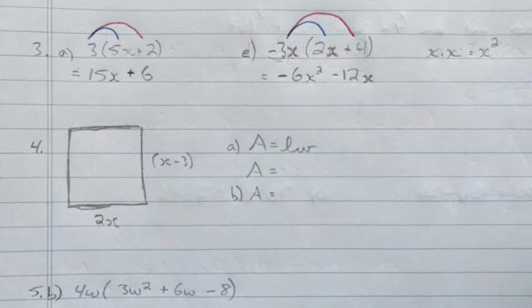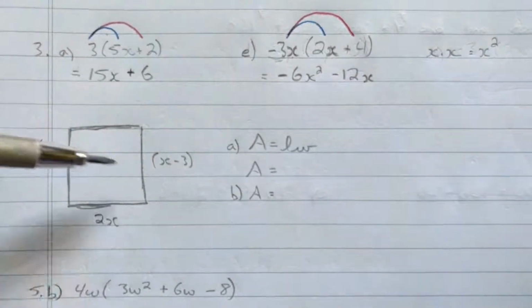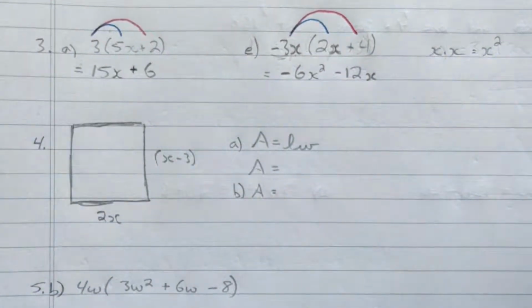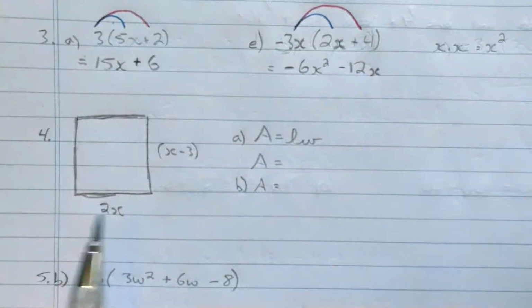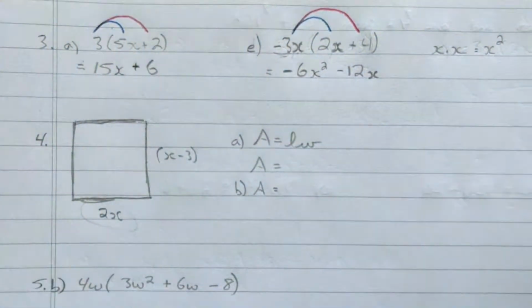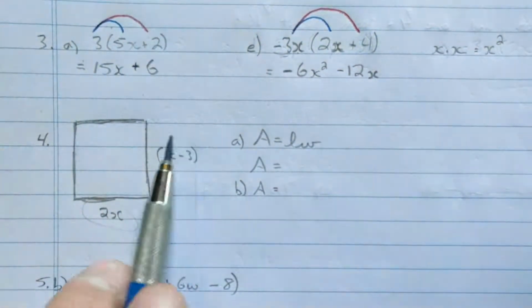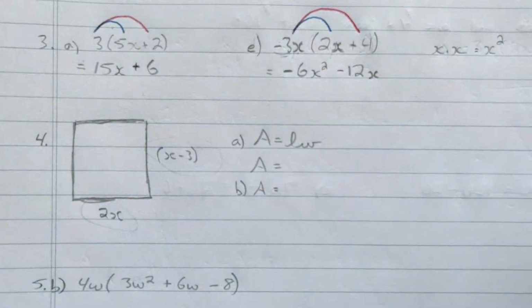So here I've drawn a frame. It looks a little more square, but again, that doesn't matter, it's just a diagram. But again, we have one length of 2x, and then the other side length is x minus 3. When we're calculating area, it's the length times the width. So we're just going to multiply 2x by x minus 3.